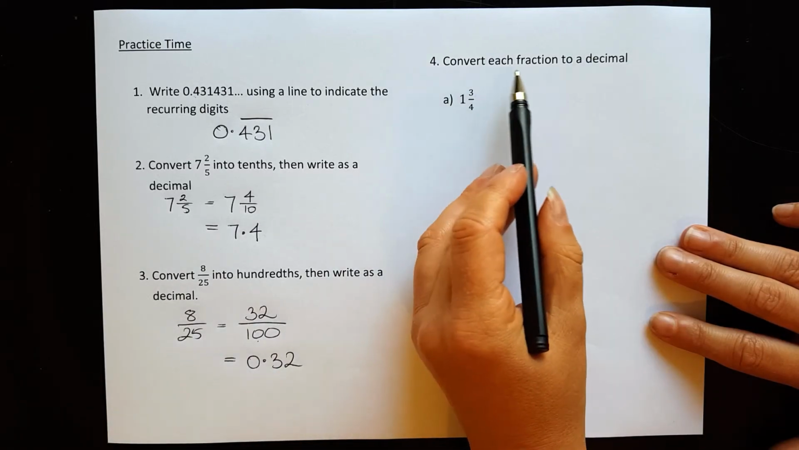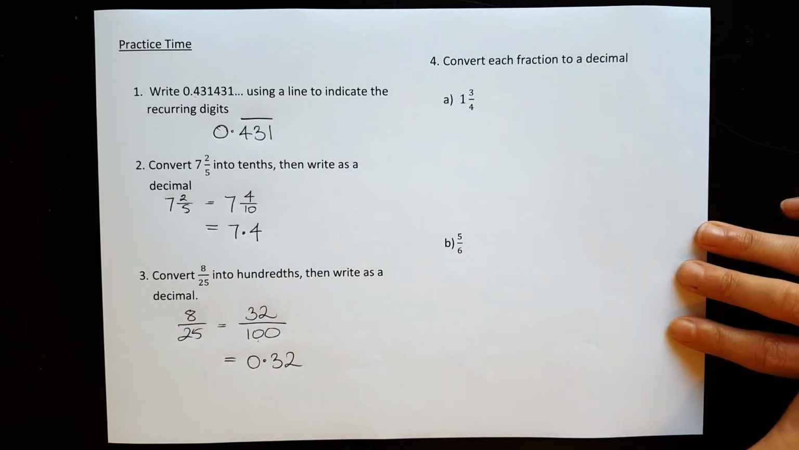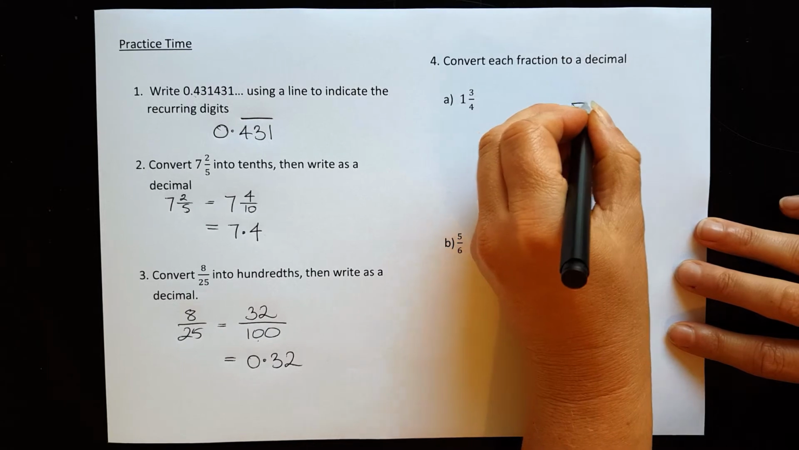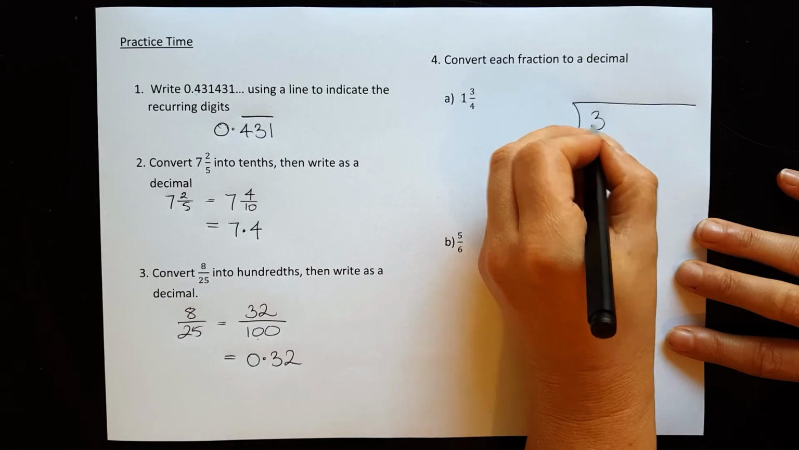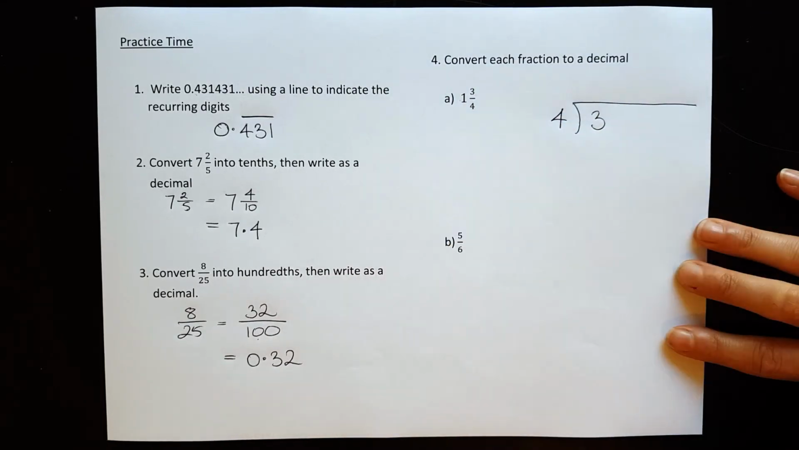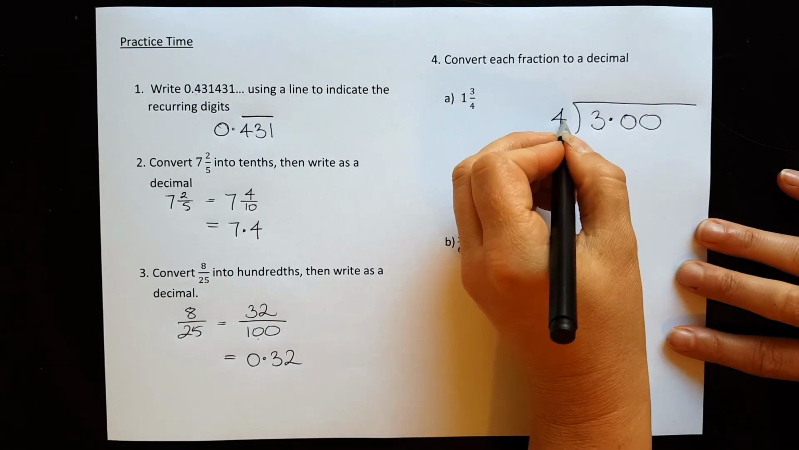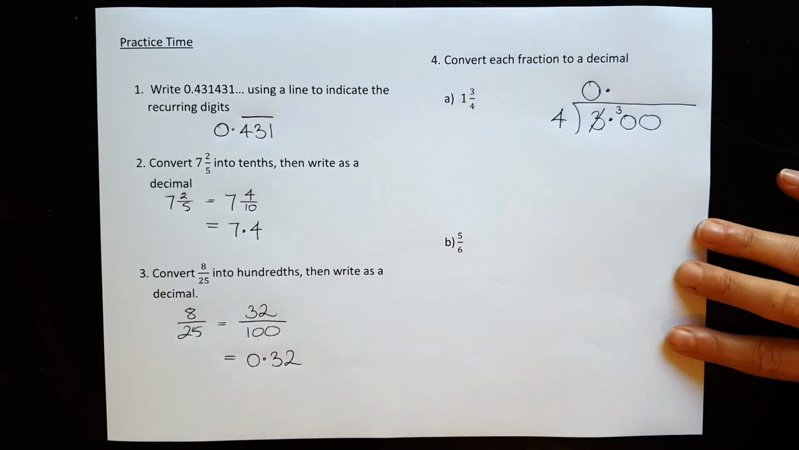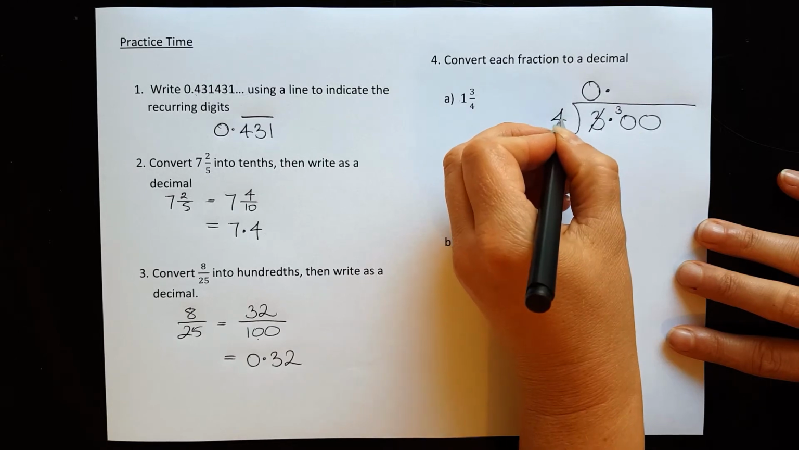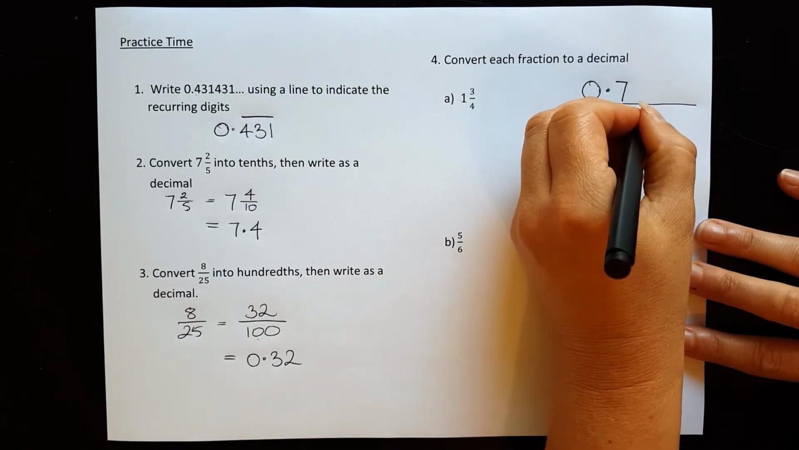Question 4, we want to convert each fraction to a decimal. So we're going to have to use our dividing method. Don't worry about the 1 for a minute. We want to take 3 and we're going to divide it by 4. So put a decimal point and 2 zeros to get started. 3 divided by 4, we can't do. We put a 0 down and we put the 3 in front of the next 0. 30 divided by 4, thinking of your 4 times tables, 4 times 7 is 28, giving a remainder of 2.